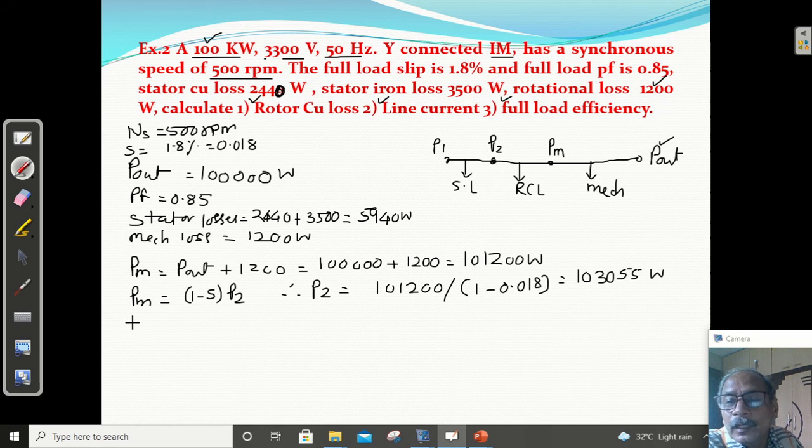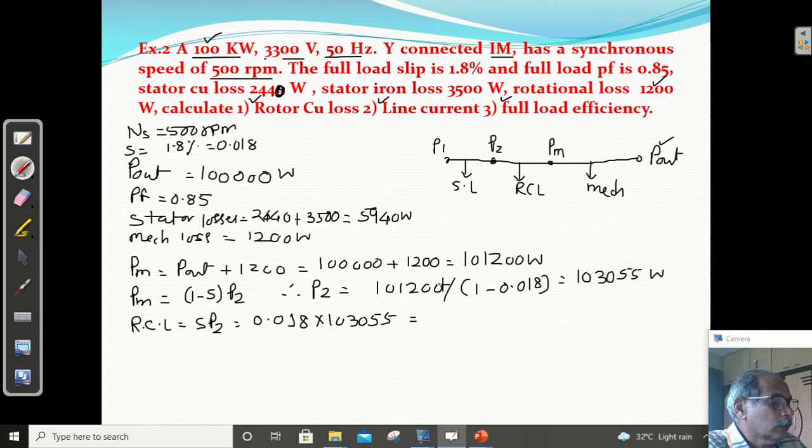We know the rotor copper loss equal to S into P2. S is given, 0.018, into P2 is given, 103055. So in this way we will calculate the rotor copper loss. What is the rotor copper loss?